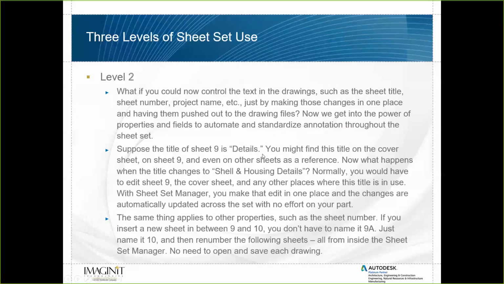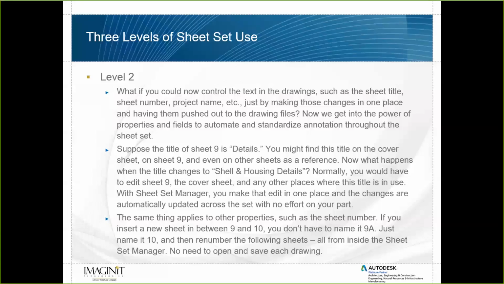Level 2 is the next phase. What if you could control the text in the drawings, such as the sheet title, the sheet number, and project name, just by making those changes in one place and having them pushed out to the drawing files? Now we're getting into the properties and fields to automate and standardize annotation throughout the sheet set. This is why fields is the precursor before we talk about sheet sets: you have to know what fields can do. Suppose the title of sheet 9 is Details. You might find this on the cover sheet, on sheet 9, and even other sheets as a reference. Now what happens when the title changes to Shell and Housing Details?